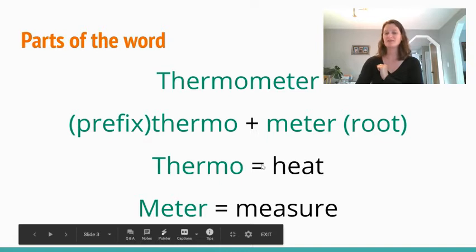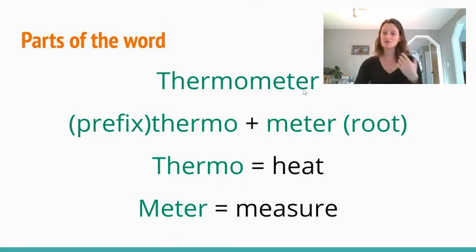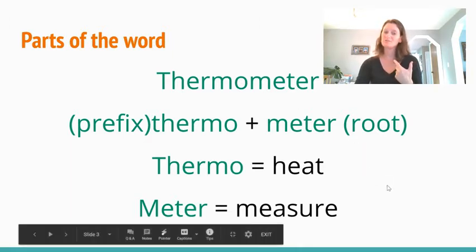And so really what it's telling you is we have a measuring instrument. That's what meter means. And the thermo bit means heat. So this is something that measures heat or temperature. Okay, it's going to measure your temperature.